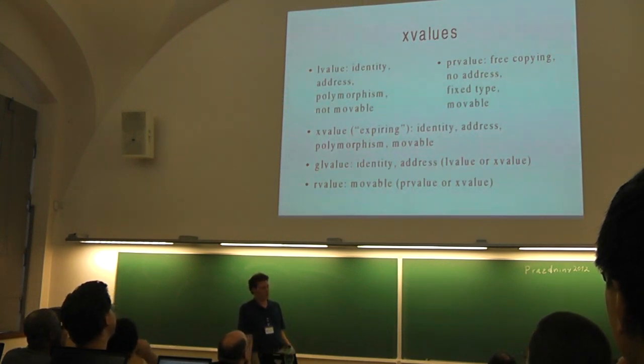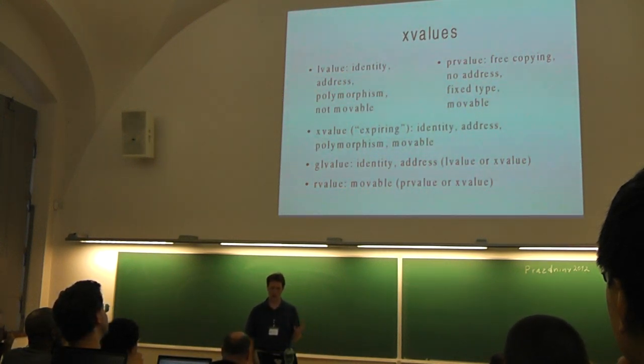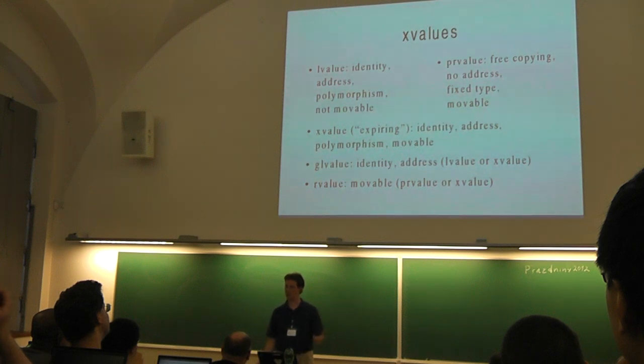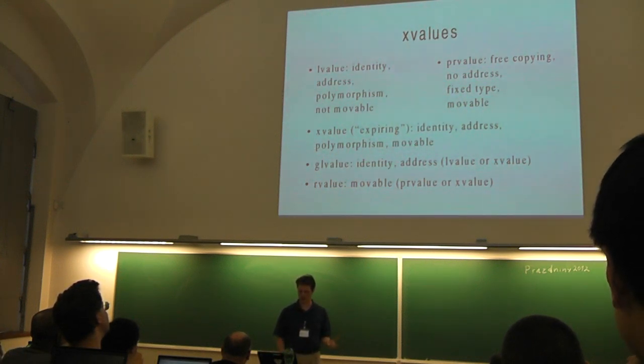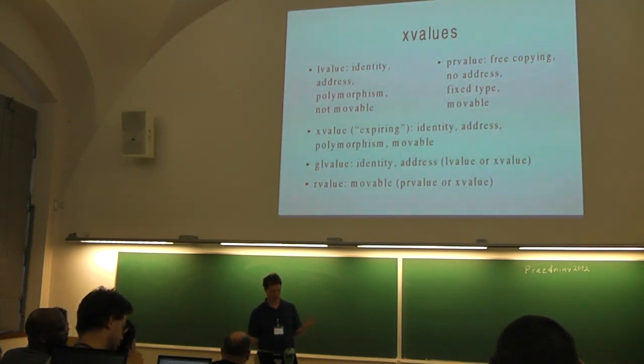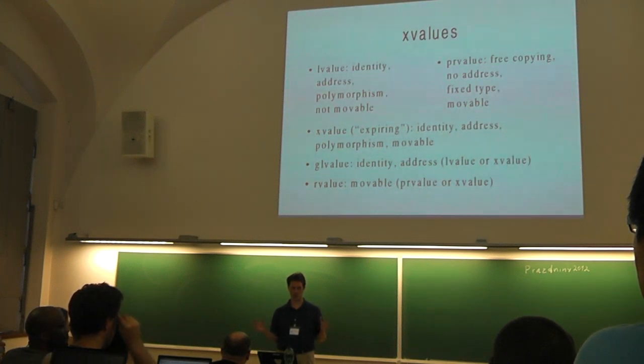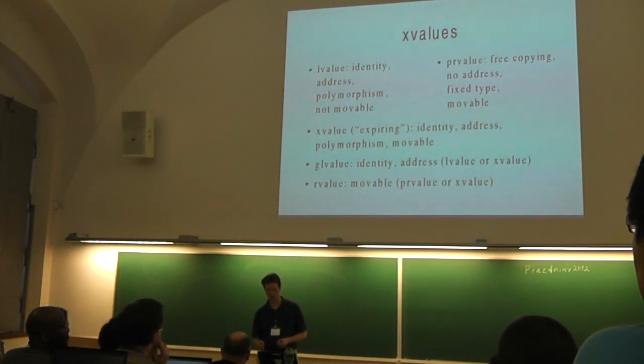So after we introduced R value references, for a long time there was confusion about what you have when an R value reference decays when you use it as an expression. Is it an L value? Well, it designates a particular object. But at the same time, we want to be able to move from it. We're thinking that R values are movable. So we were calling them R values and then treating them as R values and found that things were breaking as a result.